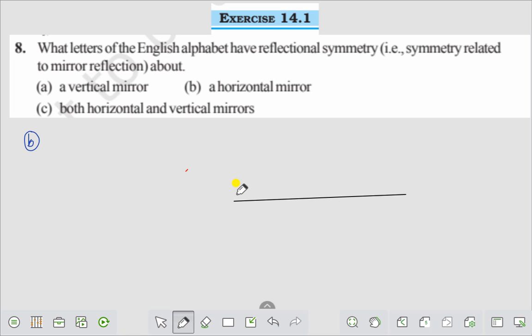suppose if we take B, the image will be like this, B. If we take C, the image will be like this, C. If we take D, the image will be like this, D. If we take E, the image will be like this, E. And if we take H, the image will be same as that H. If we take I, it is same as I. If we take O, it is same as O. And if I take X, it is same as X.